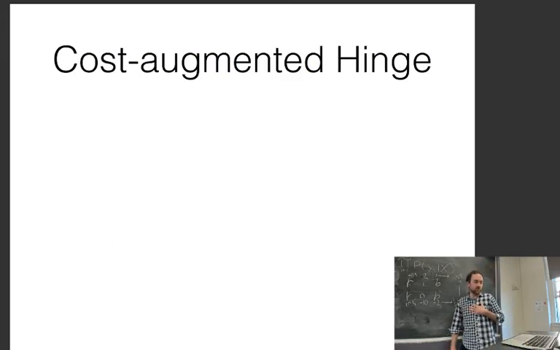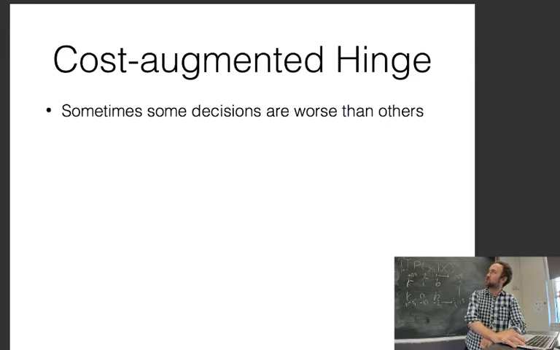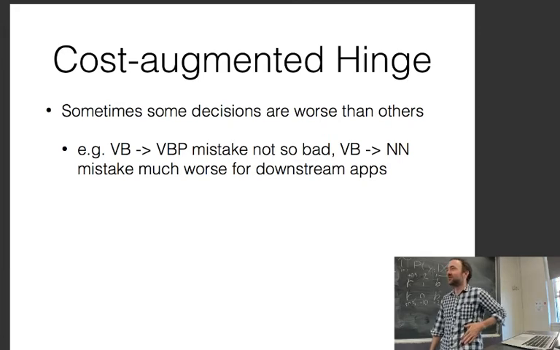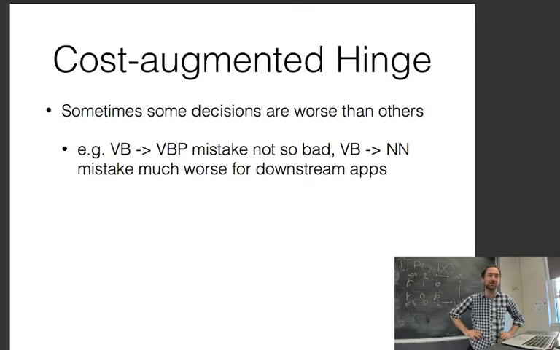Another very useful thing, this was in the reading materials as well, is you can actually decide a cost for each mistake you make. So sometimes some decisions are worse than others. So if you mistake your verb into a VBP, I actually didn't know the difference between these two part of speech tags until I looked them up a few days ago. So the verb VB is the base form of the verb, and VBP is the non-third person present form, which is almost always the same in English.